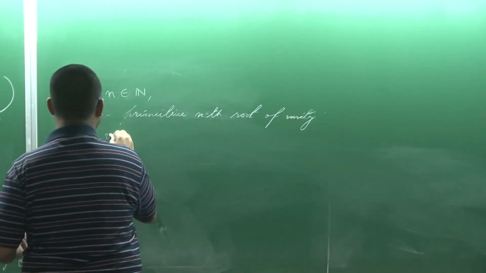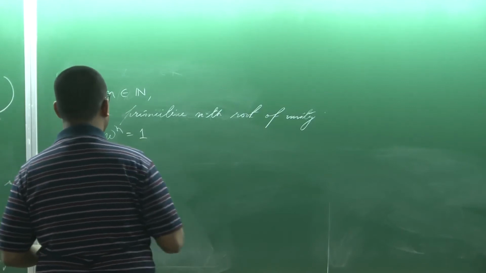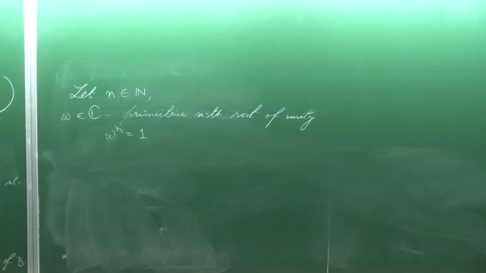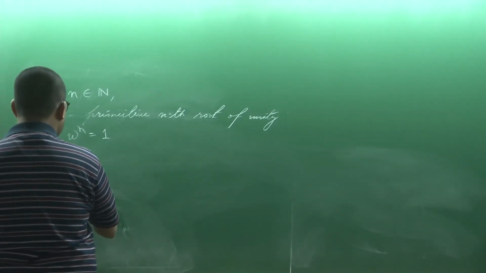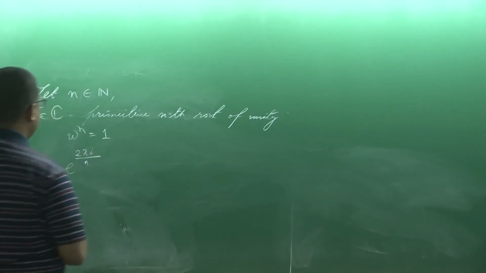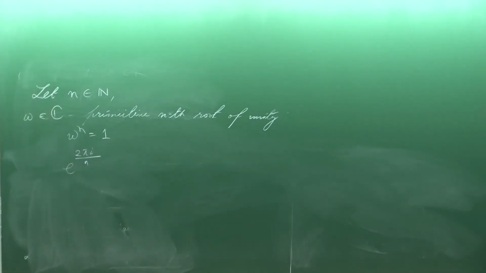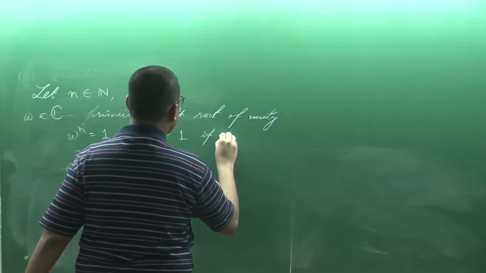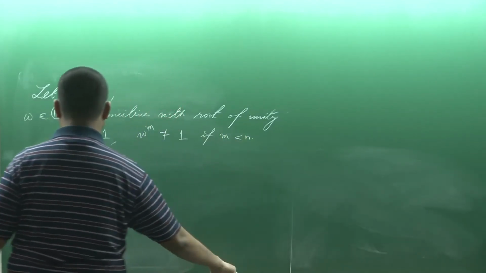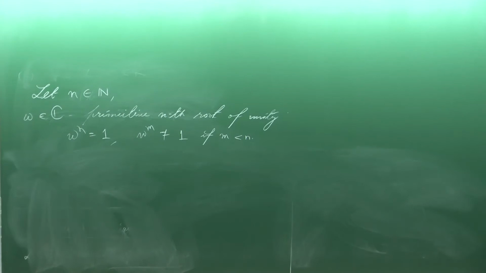What it means is, first of all, omega to the power n is equal to identity, and omega to the power m will not be identity if m is smaller than n. So, for example, let me give you an example, e to the power 2 pi i by n is a primitive nth root of unity, okay, and omega to the power m is not equal to identity if m is less than n. Or in other words, in the group of all nth roots of unity, this omega is a generator.